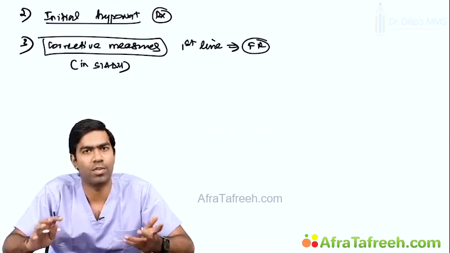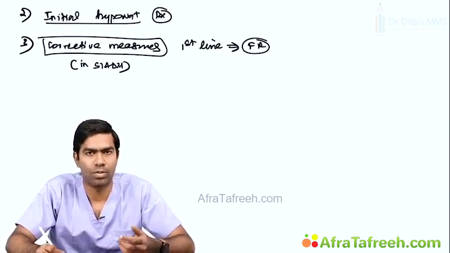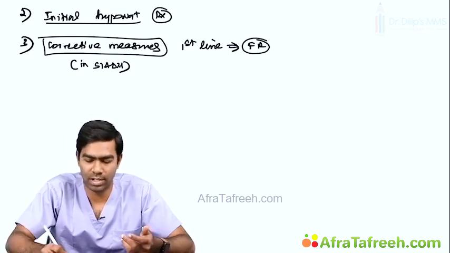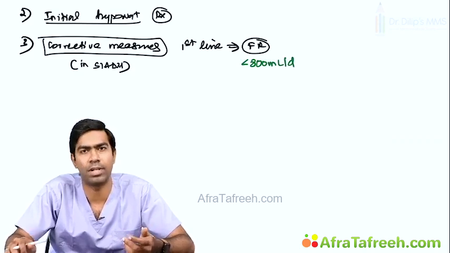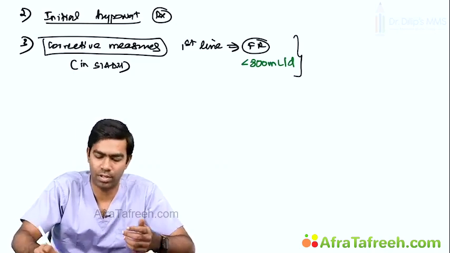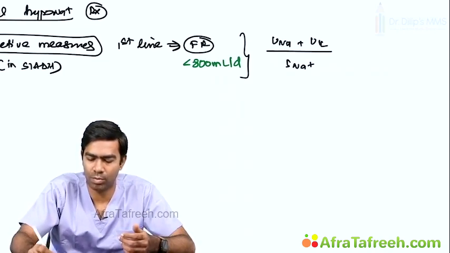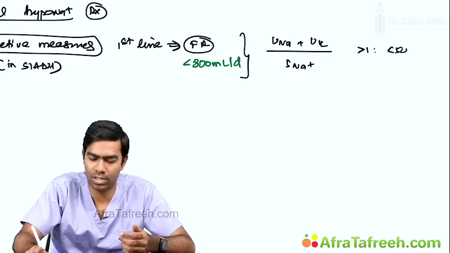I told you the mechanism of how fluid restriction works because you are reducing the total body water. So is there any calculation for fluid restriction? Ideally, the goal is less than 800 mLs per day. But you can actually calculate the exact amount of fluid restriction you need by using a formula: urine sodium plus urine potassium divided by serum sodium. If this value is more than 1, you give a restriction of less than 500 ml per day.